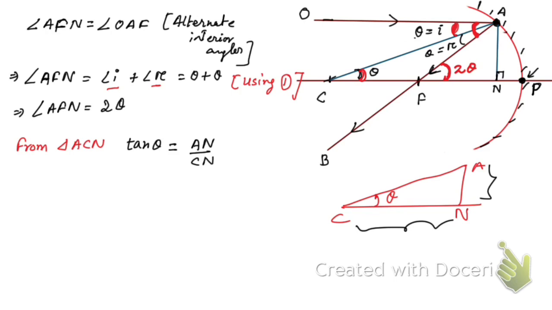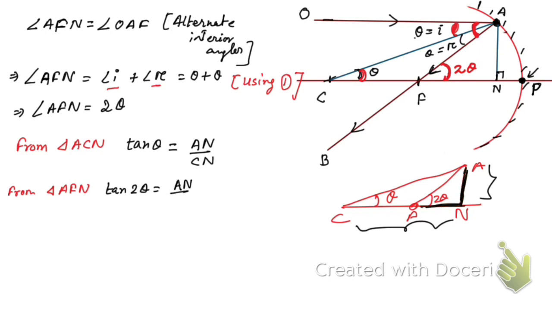Now from triangle AFN, this angle is 2 theta, so tan 2 theta is going to be equal to AN by FN.